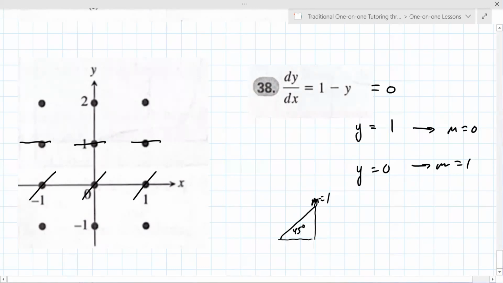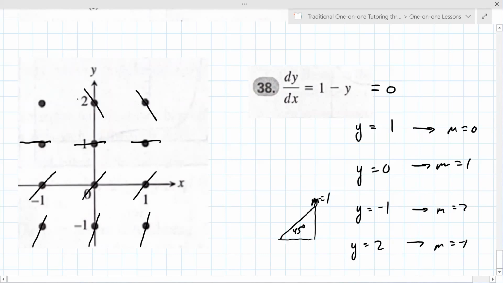So when y is -1, the slope is 2. So the lines under here, you just have to show them steeper. It's relative. And then when y is 2, it's 1 minus 2, so -1. So it's the other way, down 1 over 1, down right. Yeah. Okay. So if you can do all that, you're in great shape. Those are weird. Work them again. I think you'll get them.